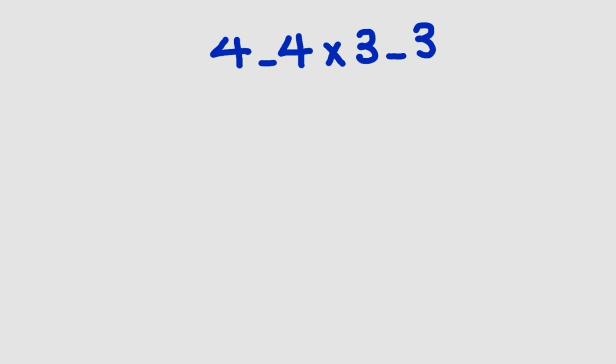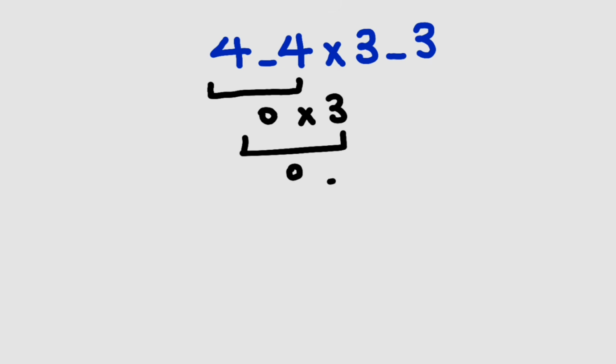Today I want to find the value of this expression: 4 minus 4 times 3 minus 3. So 4 minus 4 gives us 0, and 0 times 3 gives us 0. Now 0 minus 3 gives us negative 3. But this answer is not correct.